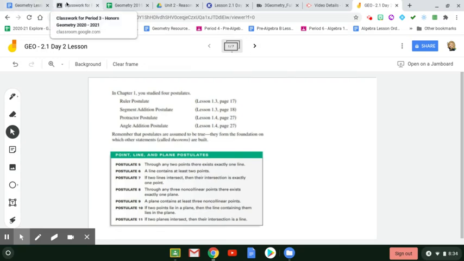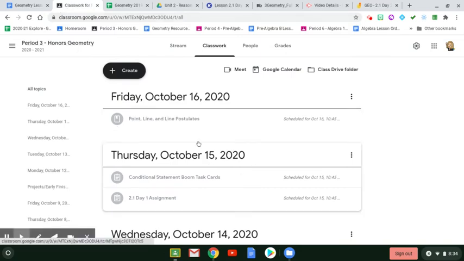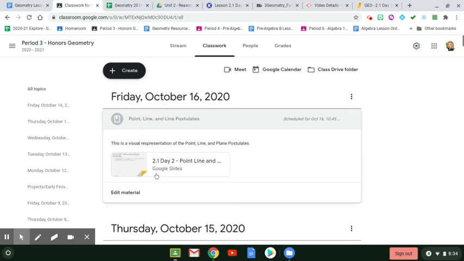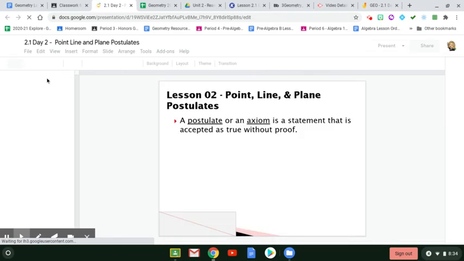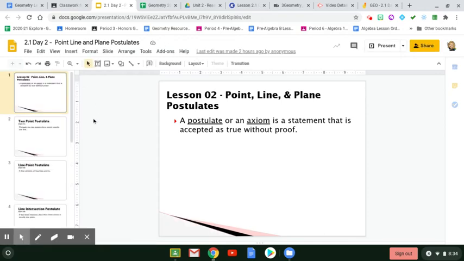If you go into your classwork section and take a look at the point, line, and plane postulates, I included a Google slide for you that gives you a visual representation of each one of these postulates, because I like to see things visually for myself just to make sure that I know what's going on. And again, remember, a postulate is a statement that is accepted as true without proof.